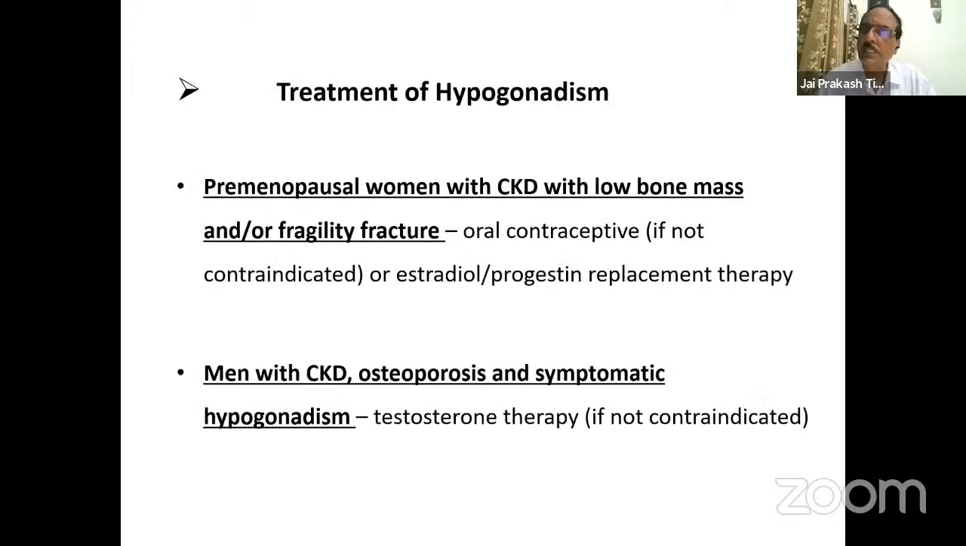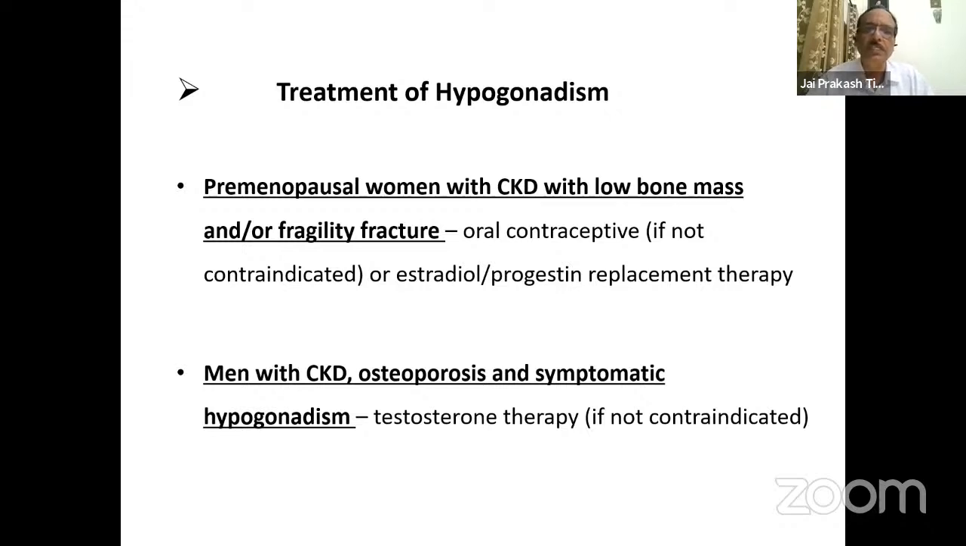Treatment of hypogonadism is important for effective treatment of osteoporosis. In premenopausal women with chronic kidney disease, with low bone mass and or fragility fracture, low dose oral contraceptive, if not contraindicated, or estradiol or progestin replacement therapy is required. In men with chronic kidney disease, osteoporosis, and symptomatic hypogonadism, testosterone therapy is recommended, if not contraindicated.